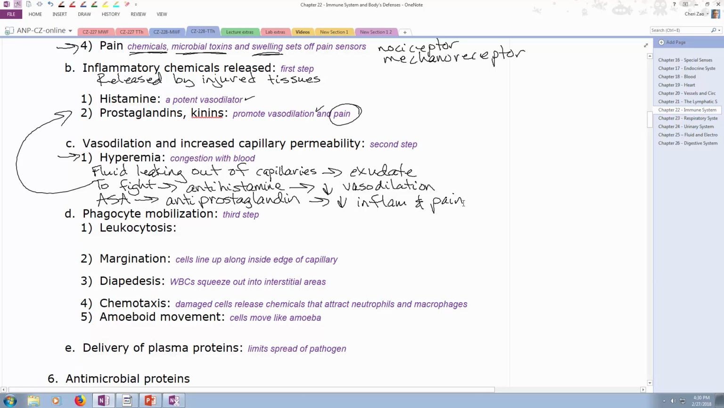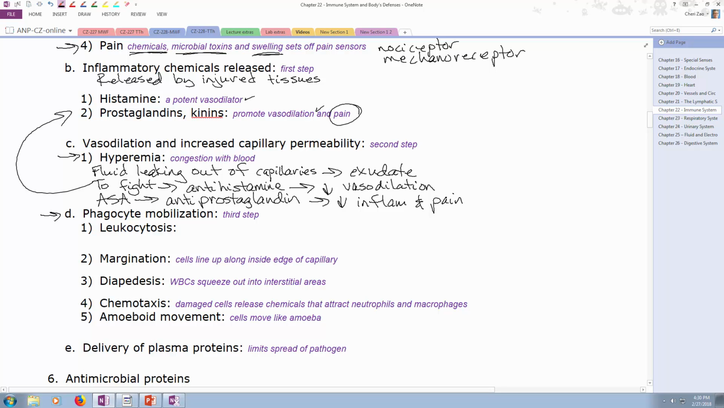So now we have cells releasing chemicals, chemicals causing increasing blood flow and vascular permeability. We're getting leakage of fluid or exudate into the soft tissues, and then we see another process. We have all this fluid, and now we need some cells to actually work on combating that which is causing the damage. And that will be our third step here in this process called phagocyte mobilization. And we will have this process called leukocytosis. You guys know what leukocytes are. Those are white blood cells. Leukocytosis means we are going to bring or create more leukocytes.